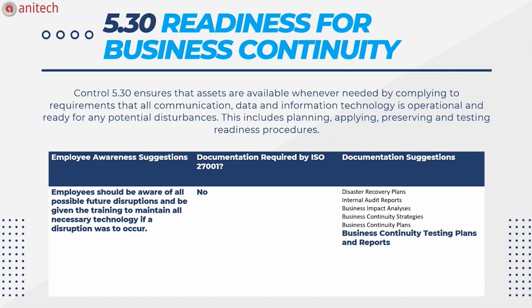Moving on, we'll talk about business continuity. So this is control 5.30 in the document, and it ensures that the assets are available whenever they are needed at the time of disaster or any time when the main DC is down. So the employee awareness is that they should be aware of all the possible future disruptions and be given the training to maintain all the necessary technology if a disruption were to occur.